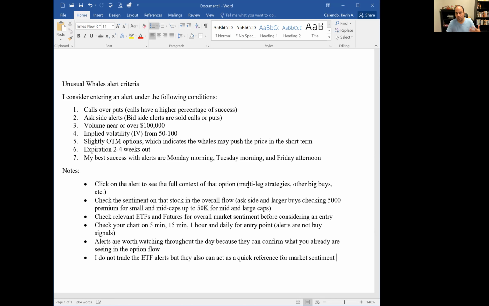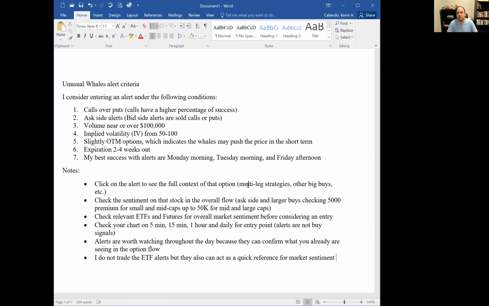I see 3 or 4 SPY puts throughout the day in the alerts. I'll look into that, and I might be more cautious about my positions if things are looking bearish. I might exit, take profits more quickly, hold less, etc. So it's a really useful thing.